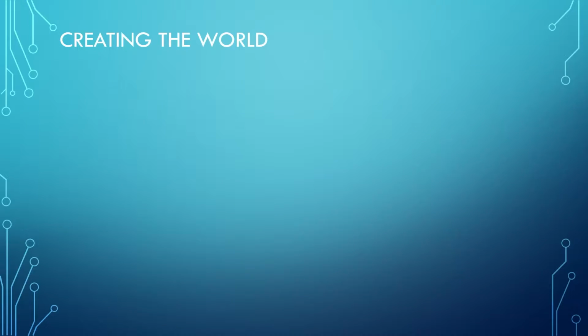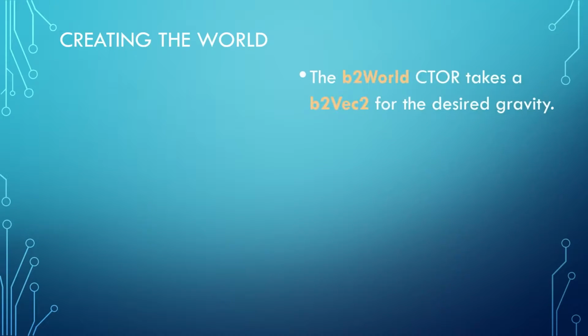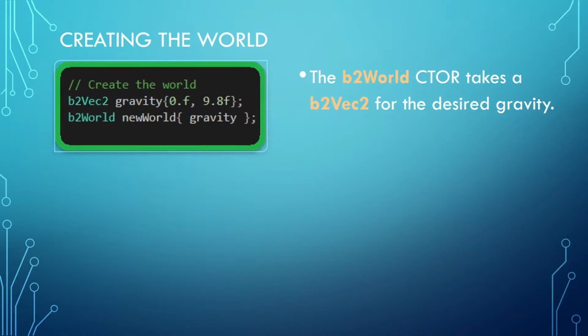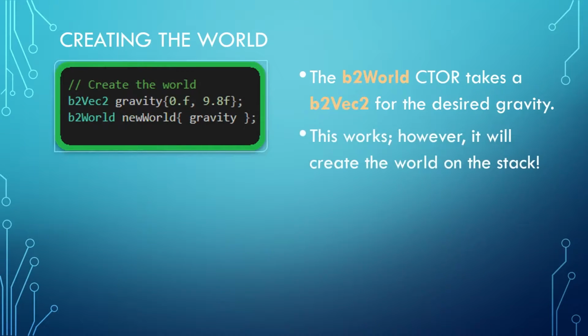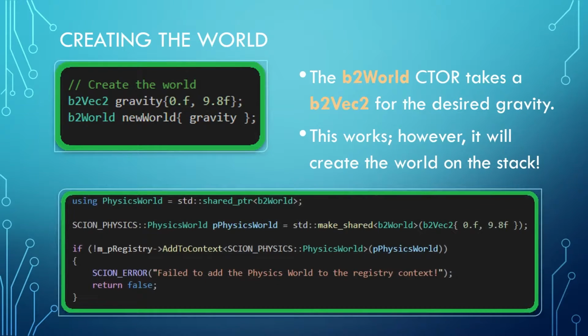Alright, let's go over how to create the world. Creating the world is pretty straightforward. All we need to do is use the b2World object. The b2World constructor takes in a b2Vec2 for the desired gravity of the world, so we can just create a gravity vector and pass it into the new world object, as you see here. This way works. However, we don't want to do it this way because then the world will be created on the stack. And once it goes out of scope, the whole world will be destroyed and the bodies that go along with it. So what we'll do is create a shared pointer of the world and add it to the registry context as you see below.